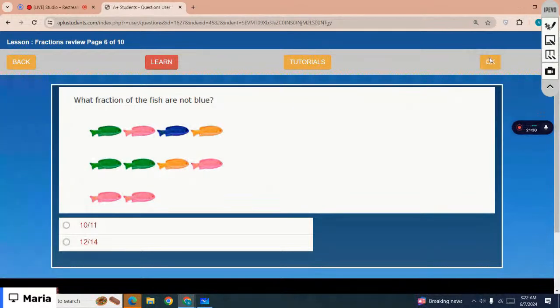What fraction of the fish are not blue? You need to count the ones that are not blue. So, which is the correct option? Only one of them is blue, right? And the total are 11. The rest of the 10 are not blue, so that would be 10 out of 11. The correct option is 10 out of 11.